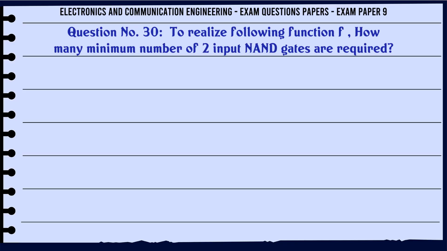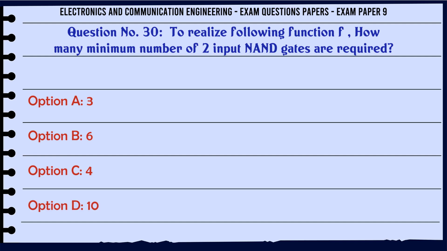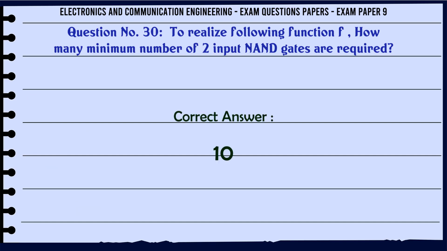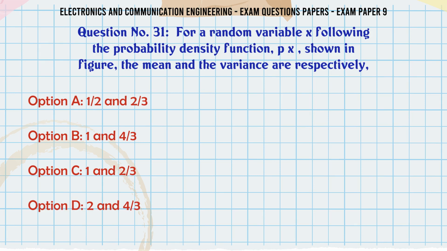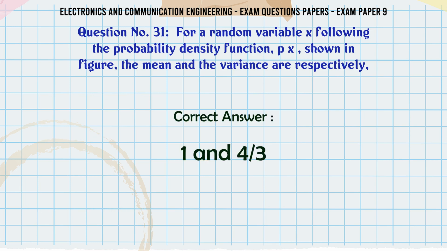To realize the following function f, what is the minimum number of 2-input NAND gates required? A: 3, B: 6, C: 4, D: 10. The correct answer is 10. For a random variable x following the probability density function p(x) shown in the figure, the mean and the variance are respectively A: 1, 2/3, B: 1 and 4/3, C: 1 and 2/3, D: 2 and 4/3. The correct answer is 1 and 4/3.